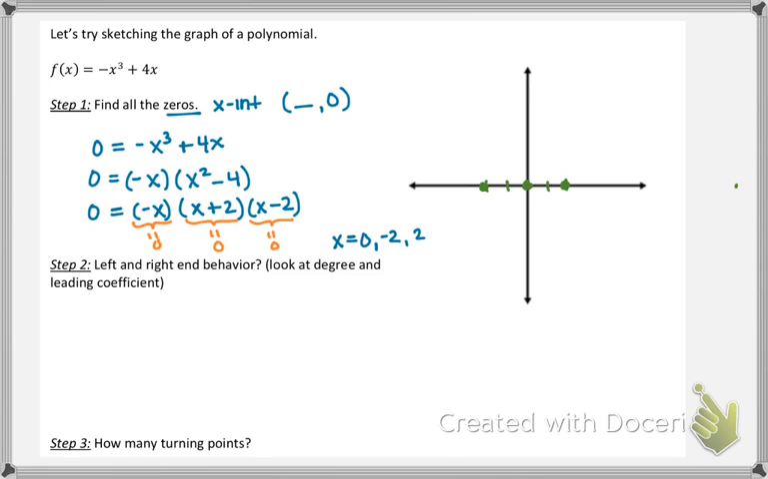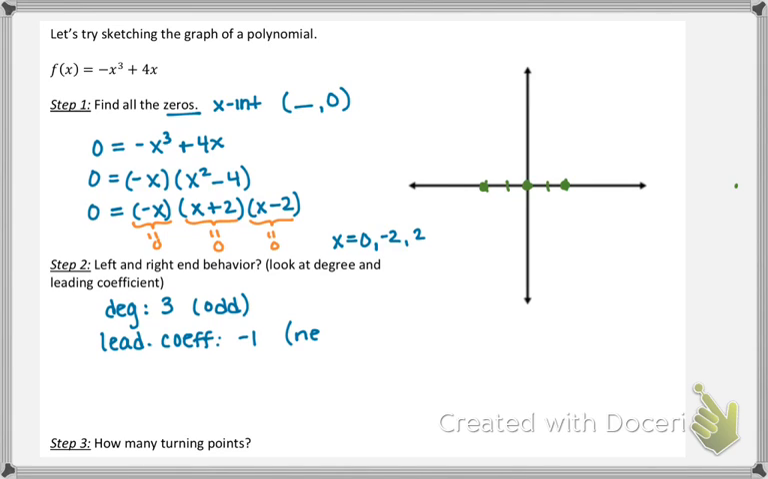And then in terms of the end behavior, I look at the degree. Okay, the degree is 3 because it's x cubed, and it is odd, which tells me that on the left and on the right side, the arrows are going to go opposite ways. And then we look at our leading coefficient. Our leading coefficient is negative 1.